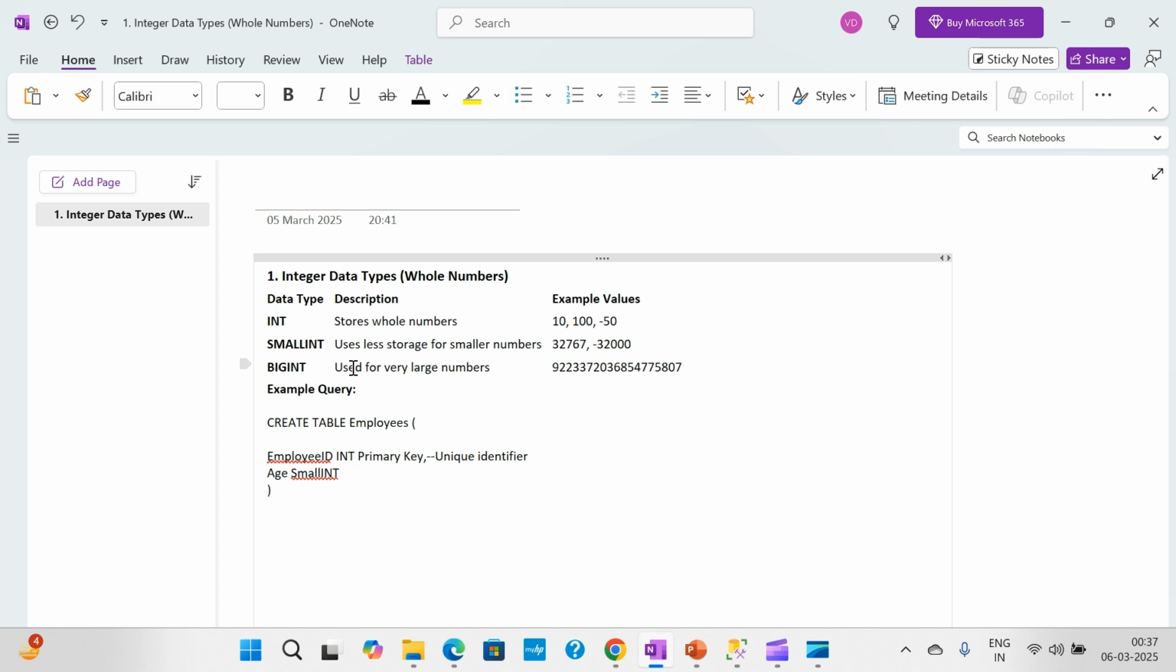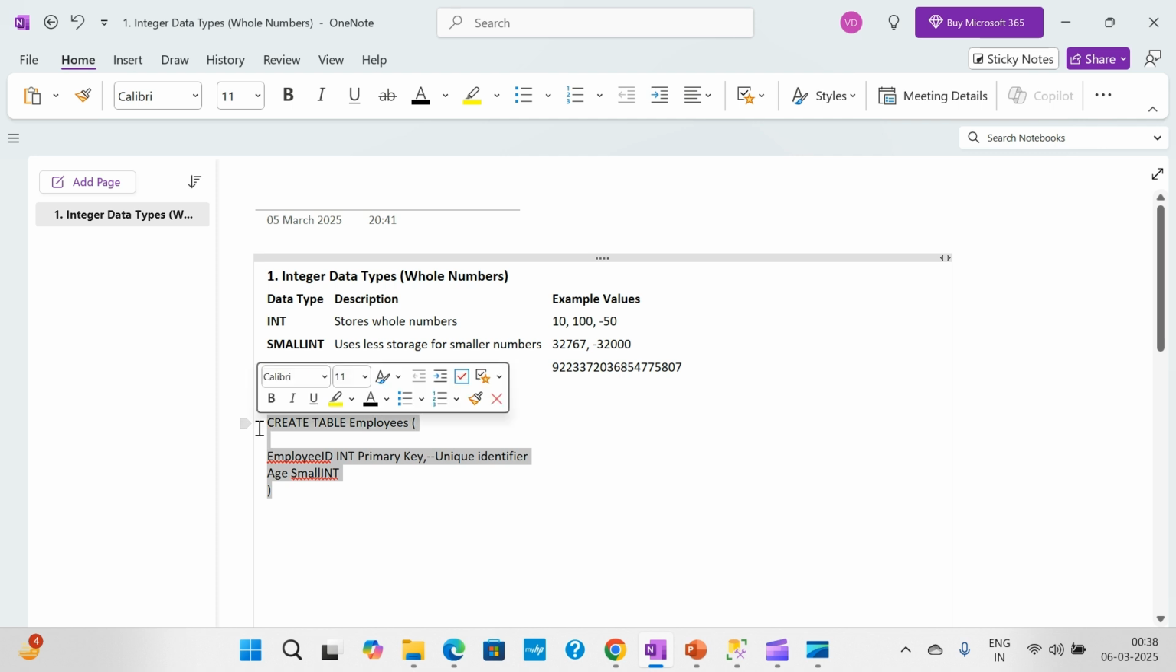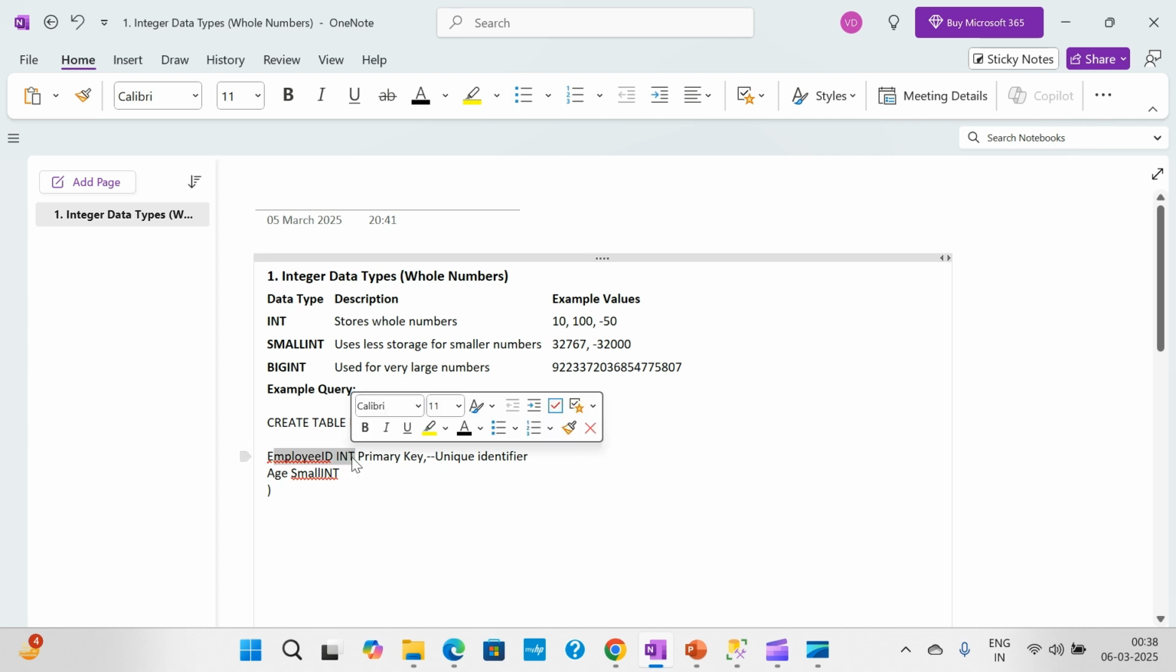And the next one is BIGINT, used for very large numbers, like in thousands and lakhs. So if we go through this example, here we have created an employee table. In this example, employee ID is an INT because it is a unique identifier, and age is a SMALLINT, since age values are smaller numbers.